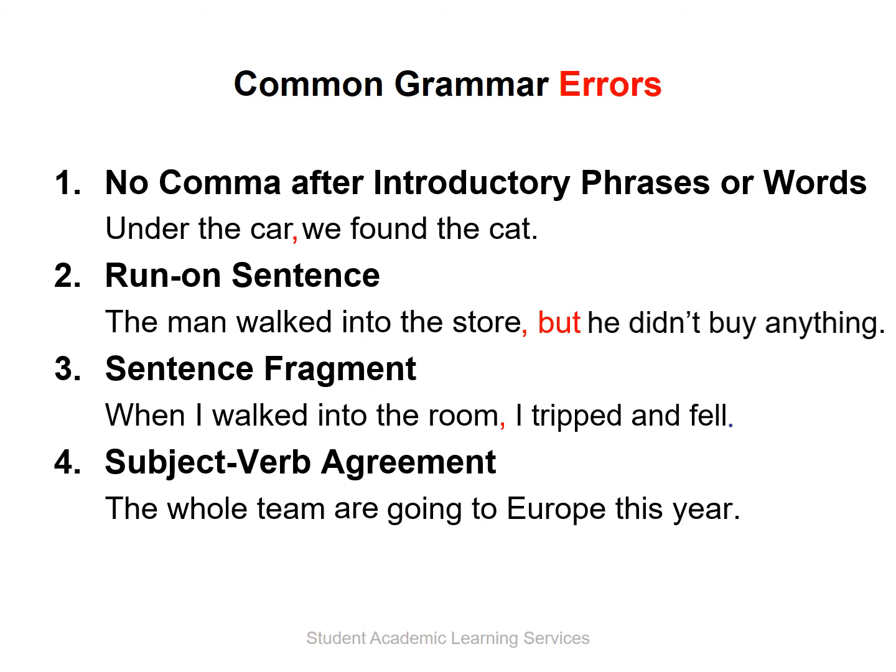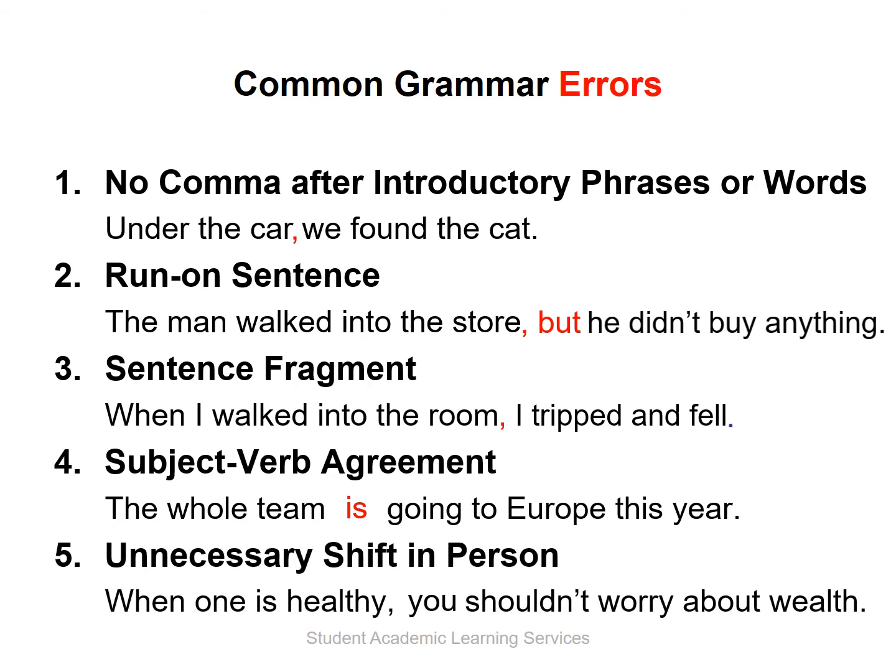Subject-verb agreement. The whole team are going to Europe this year. In this case, you'll probably notice that team is singular. The whole team. That's only talking about one team, so we have to change "are" into "is." The whole team is going to Europe. If we said the team members are going to Europe, we would have been okay because we have a plural subject. But the idea here is that the subject and the main verb have to match.